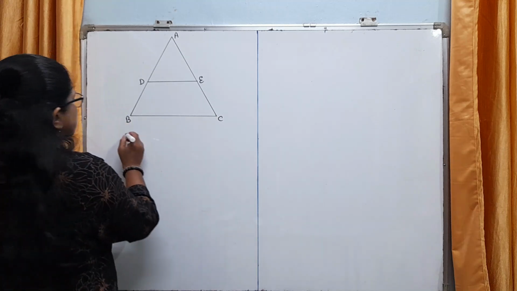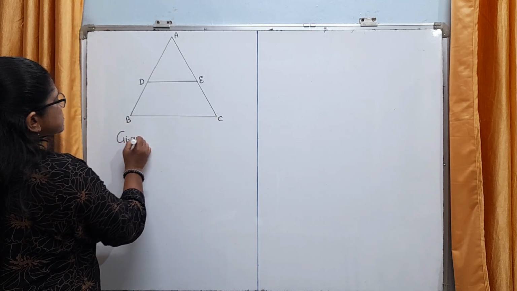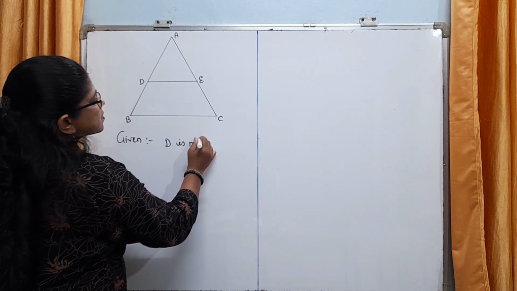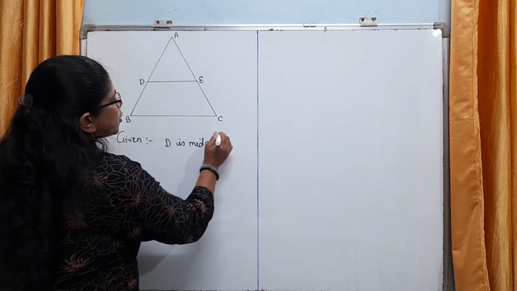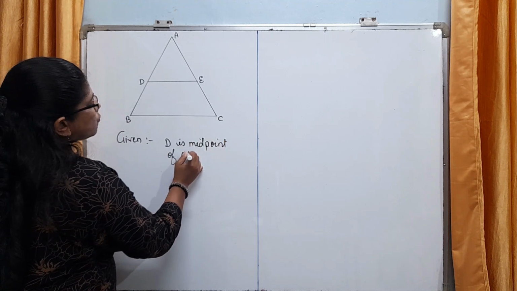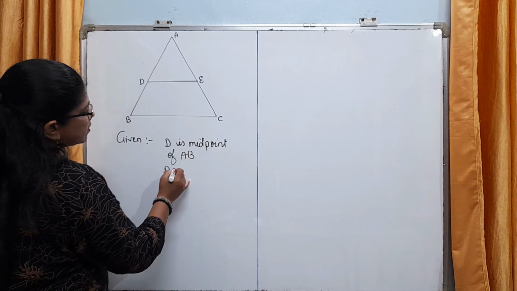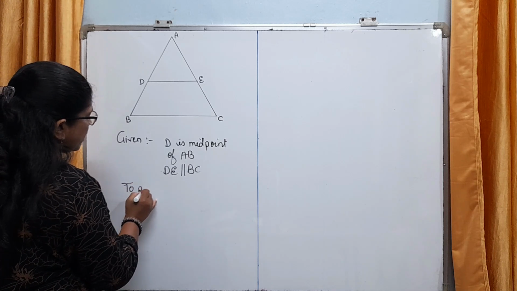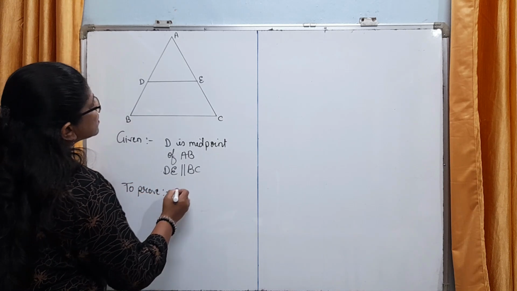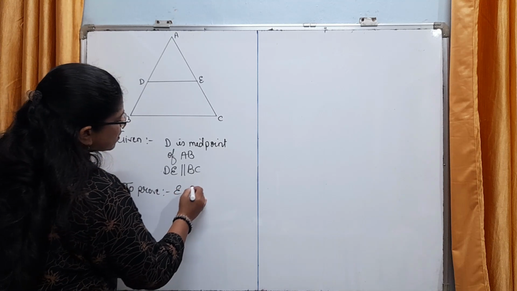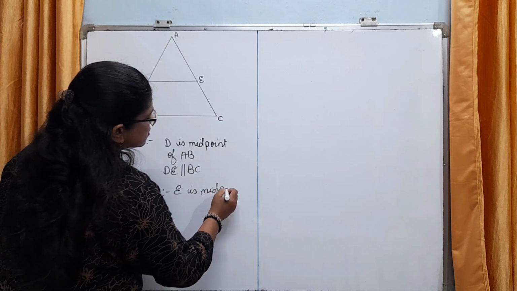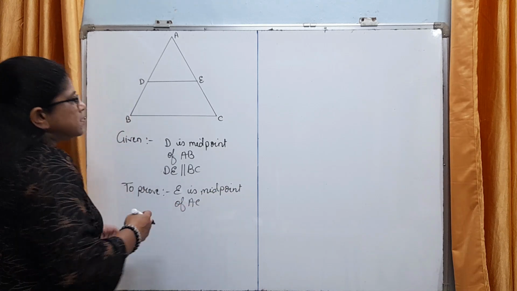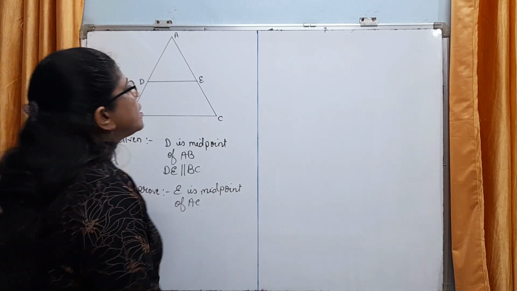Now here the given information is D is midpoint of AB and DE is parallel to BC, and from this we have to prove that E is midpoint of AC, means DE bisects AC. Let's start with the proof.